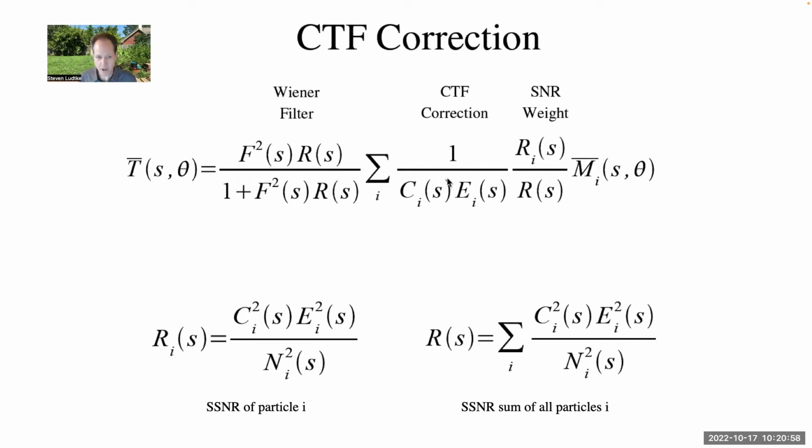The CTF correction is basically just taking that oscillatory curve we had and dividing by it to make it flat again. Now, obviously, if you divide by 0, you get infinity.